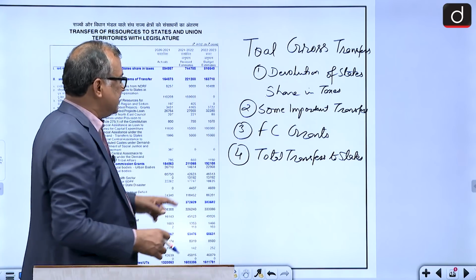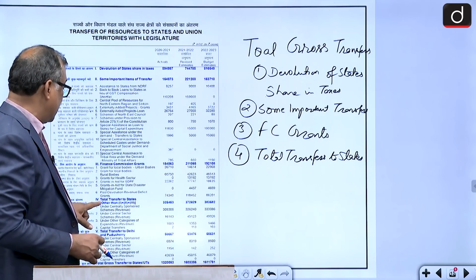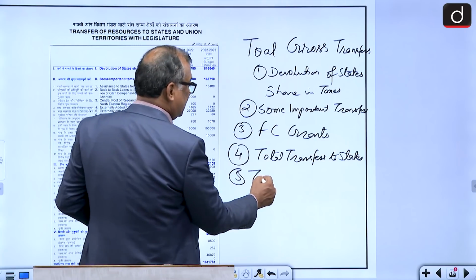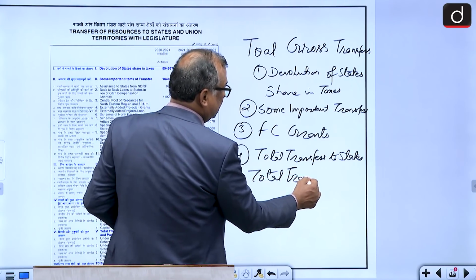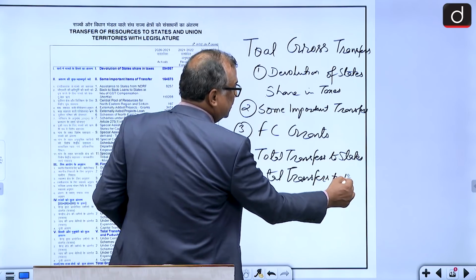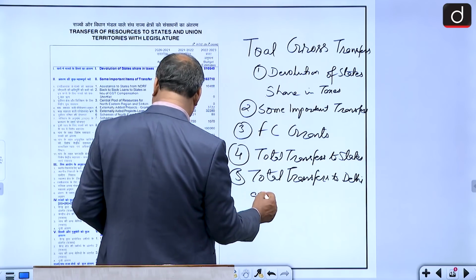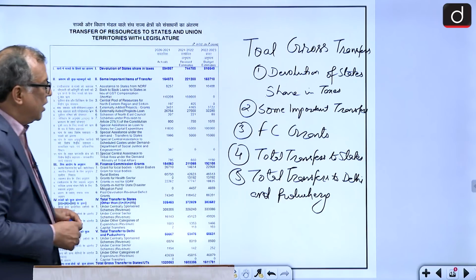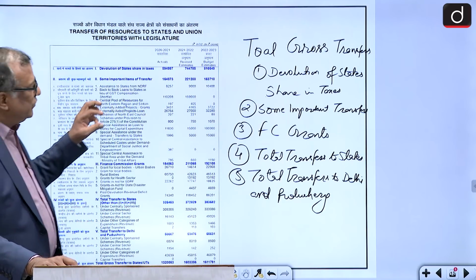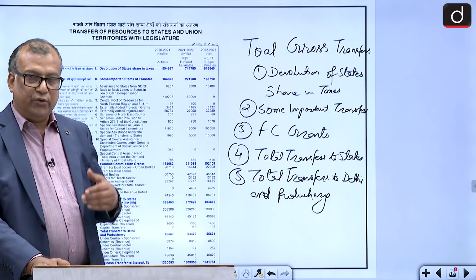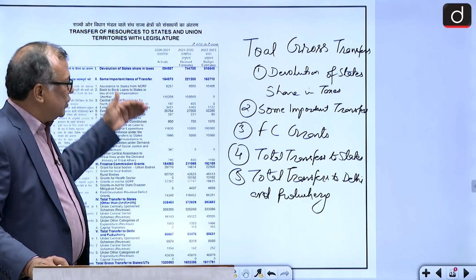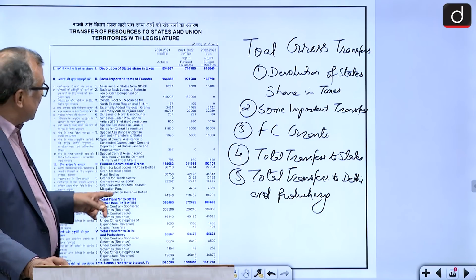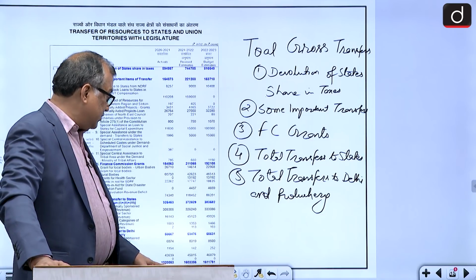And this is an independent item because this excludes 1, 2, 3, as is mentioned here, other than 1 plus 2 plus 3. And the fifth is total transfer to Delhi and Puducherry. You have just to see that the total gross transfer of resources by the center to states is shown subdivided into 5 parts. Okay, and the total gross transfer last year was 13,20,000 crore.